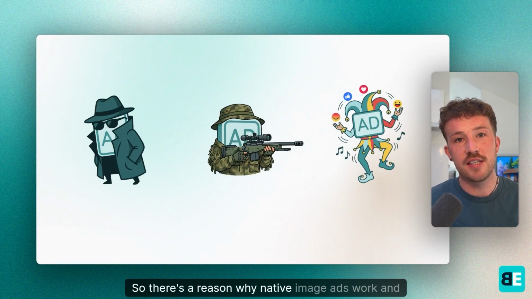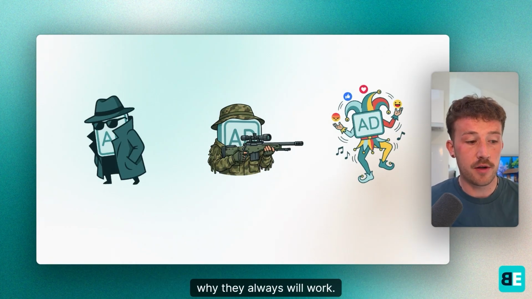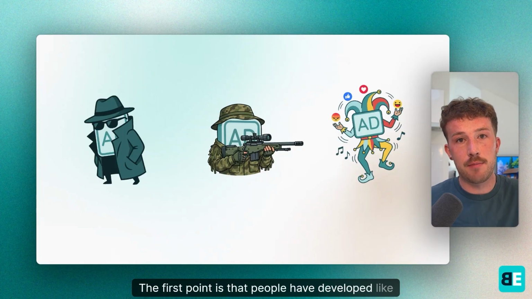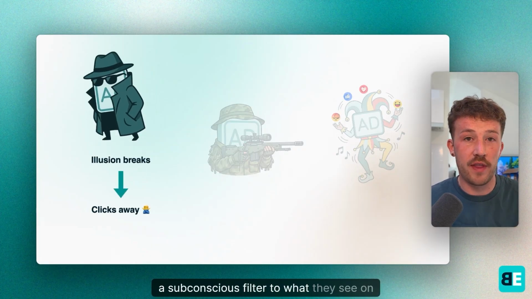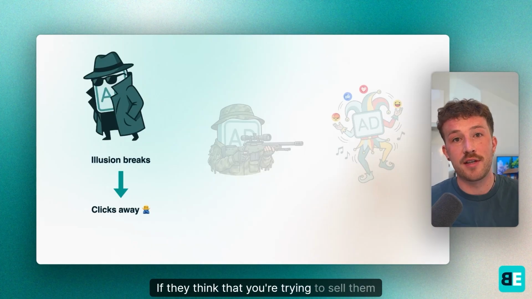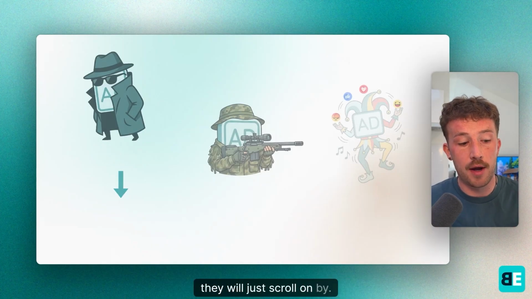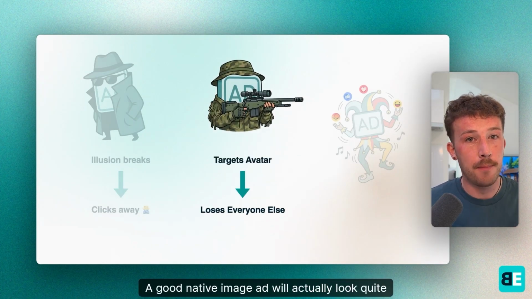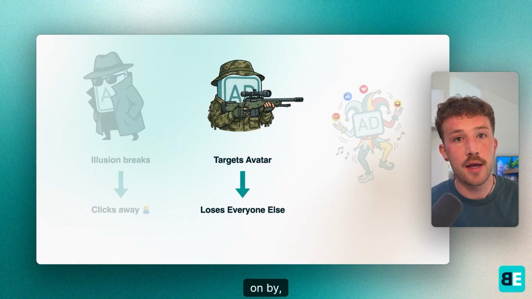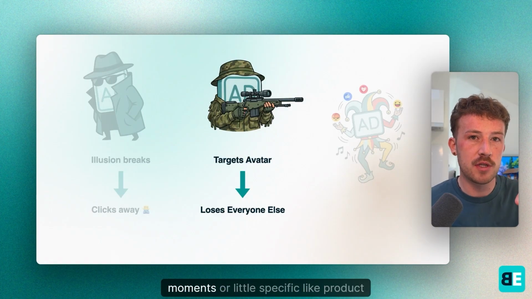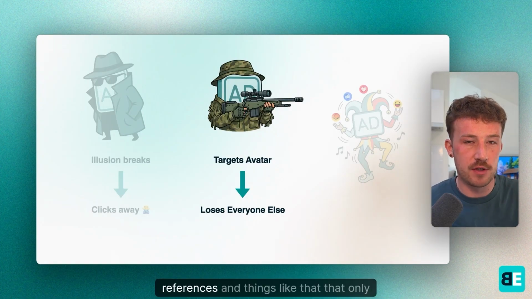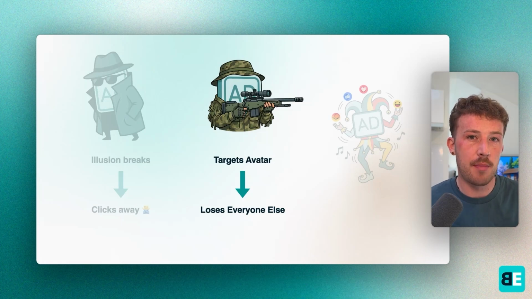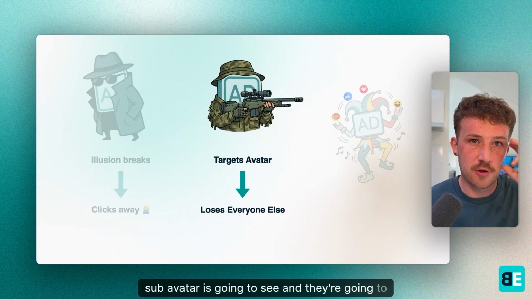So there's a reason why native image ads work and why they always will work. The first point is that people have developed like a subconscious filter to what they see on Facebook. If they think that you're trying to sell them something, they will just scroll on by. A good native image ad will actually look quite boring and it will just cause everyone to scroll on by, but you're going to include little lived-in moments or little specific product references and things like that that only your sub-avatar is going to see and they're going to twig on.